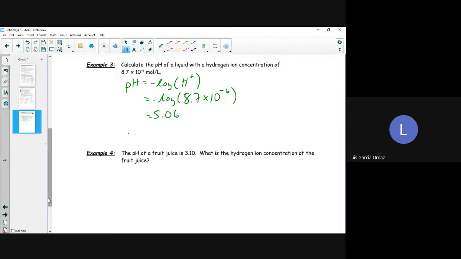Which means the pH is approximately 5, okay? So that means the pH is approximately 5, which means it's more on the acidic side of things.